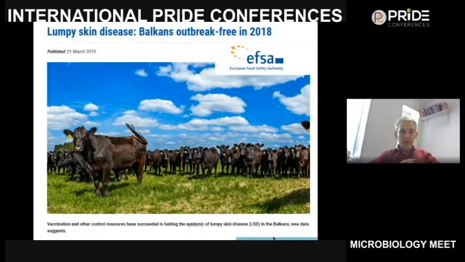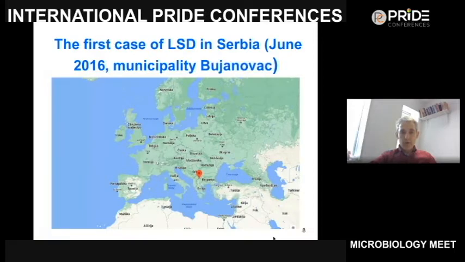And in March 2019, EFSA, the European Food Safety Authority, declared that the Balkan area is now free of lumpy skin disease, even though during this time the vaccination was still in place, but now it has really stopped because there are no more reports. Yes. On the next slide, I present the first case of lumpy skin disease virus in Serbia in June. This happened in the south part of Serbia in the municipality of Bujanovac, and of course this is closely related to the North Macedonian cases and Bulgarian cases. Next slide.